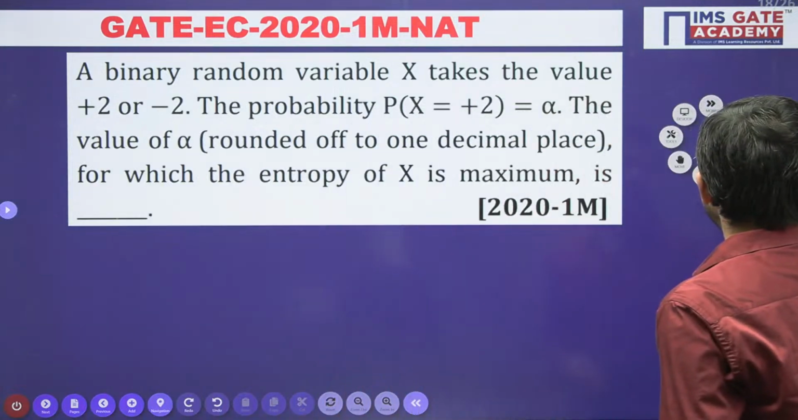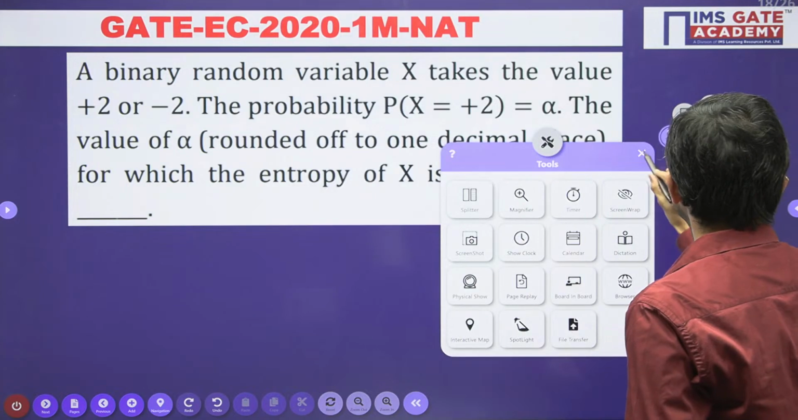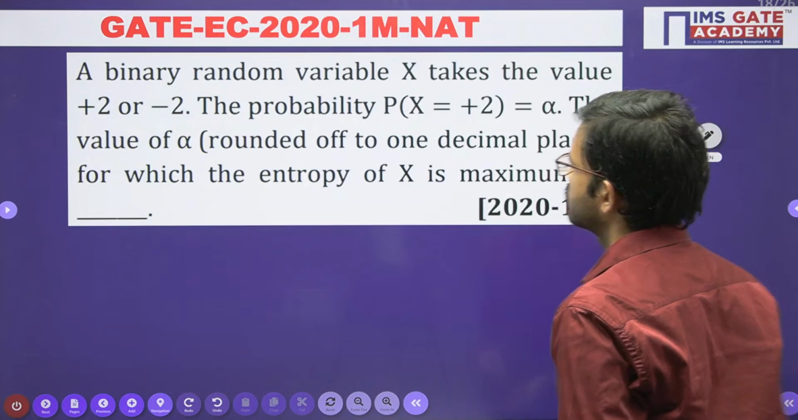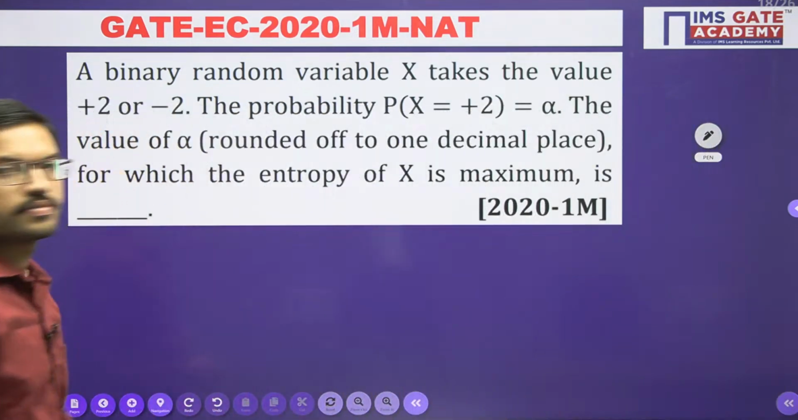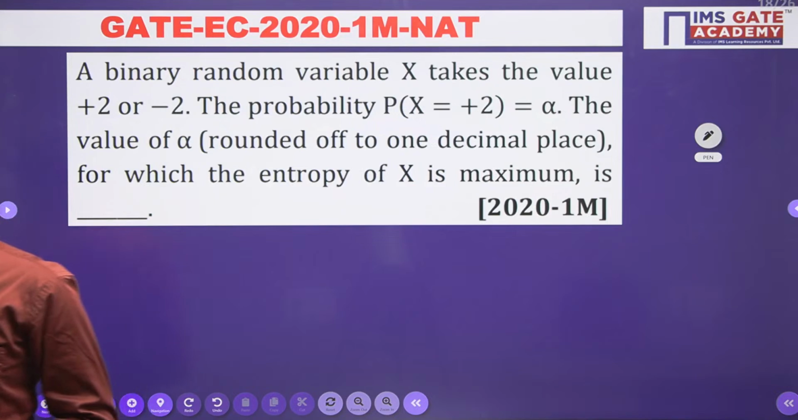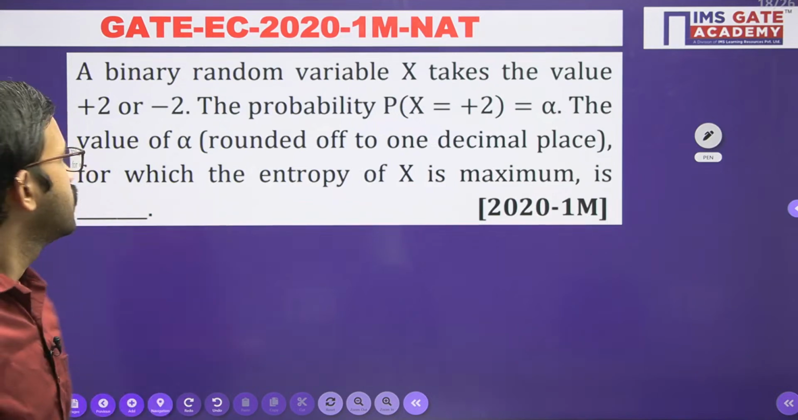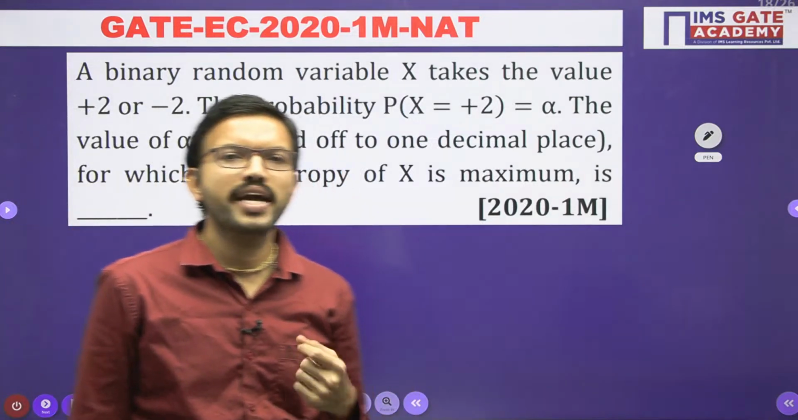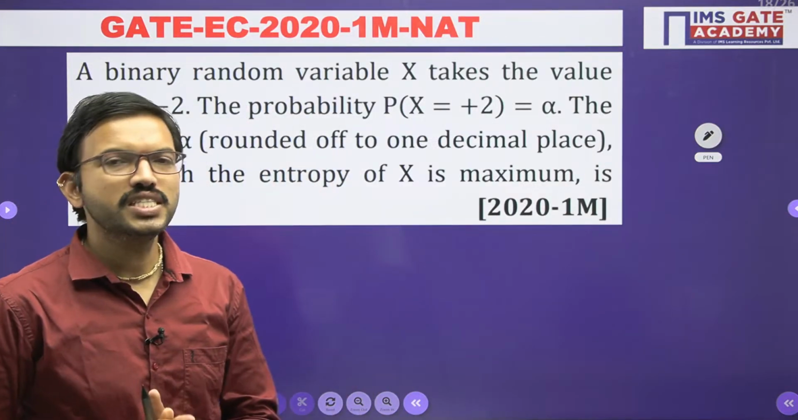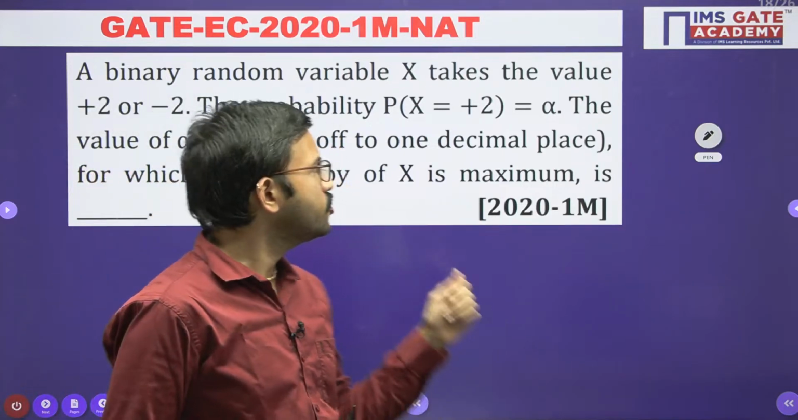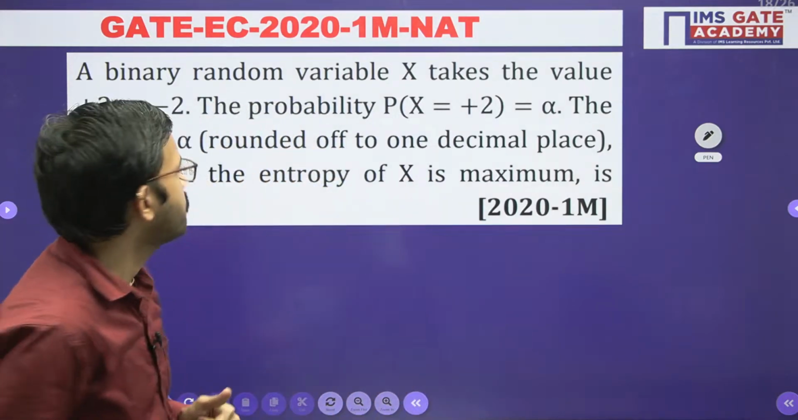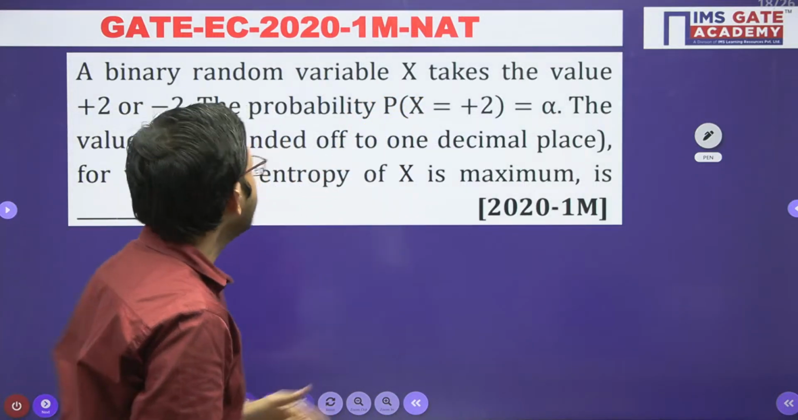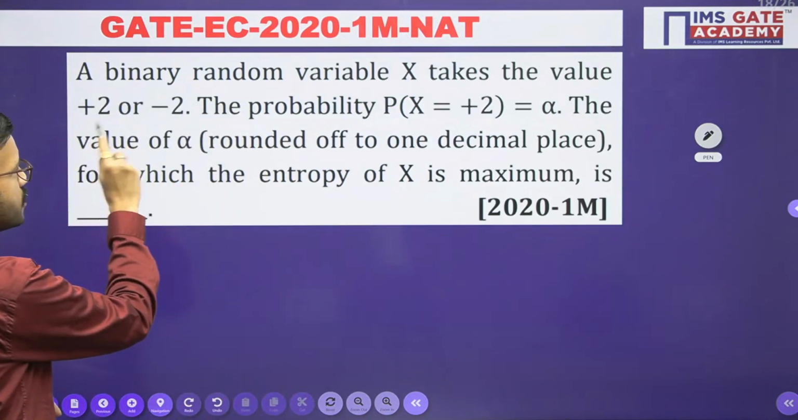All of you please share the answer in the chat. In this question they have mentioned a binary random variable. As the name implies, binary means you will get two possible values. In general, we will consider 0 and 1, or if you want, you can consider any other values also, no problem. In this particular question, the random variable is x, and the possible values they have considered are either +2 or -2.